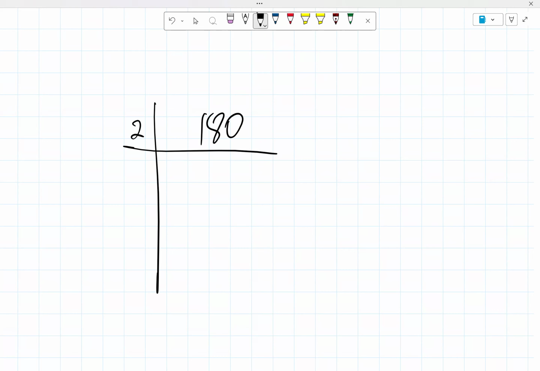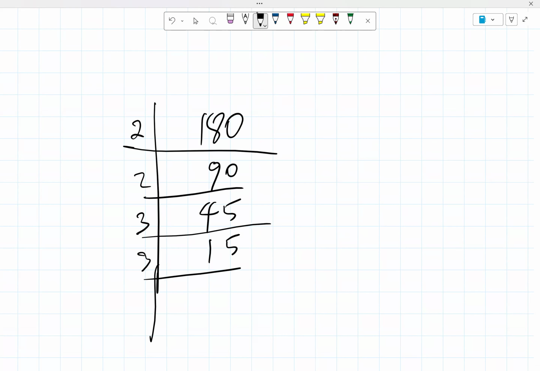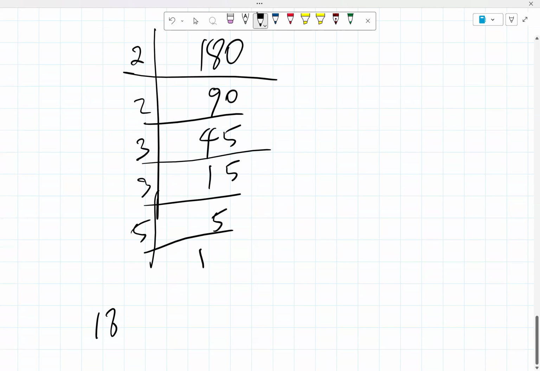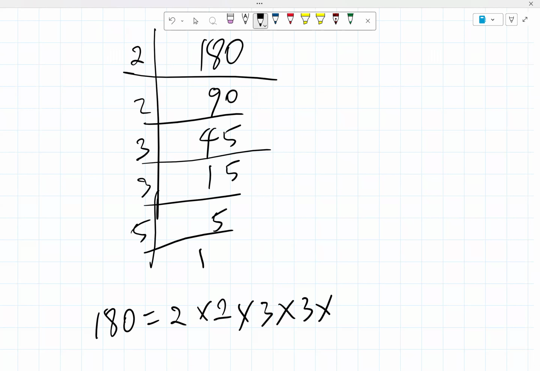So 2 in 180, that's 90. 2 in 90, that's 45. So in 45, 3 can go. 3 in 45 is 15. Then 3 can still go in 15. 3 in 15 is 5. And then 5 can go in 5. So we have 1. So then it means that 180 is equal to 2 times 2 times 3 times 3 times 5.